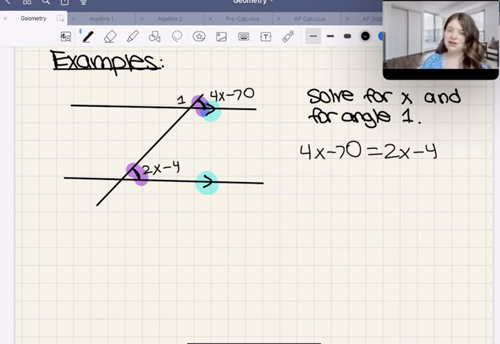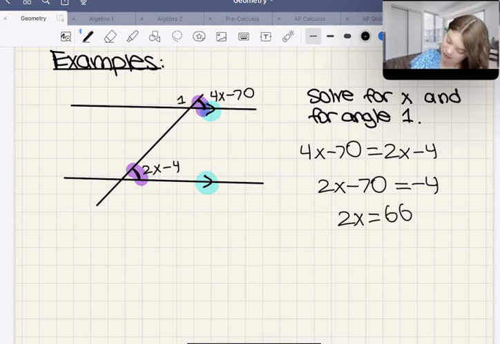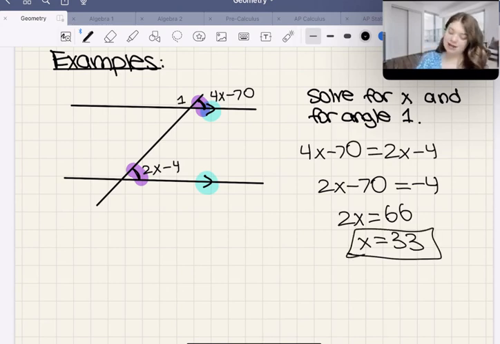Okay, so let's solve for x. If we subtract 2x from both sides, we'll get 2x minus 70 equals negative 4. Then if we add 70 to both sides, we get 2x equals 66. If we divide by 2, we get x equals 33. So there we go, we solved for x.